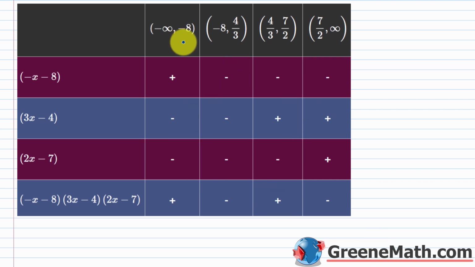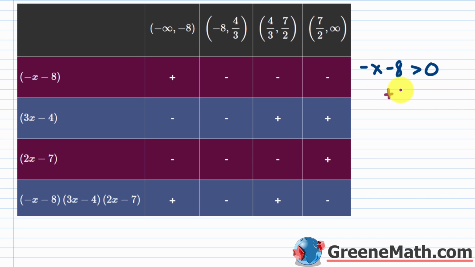Again, these are the intervals we would set up. This is where x is less than negative 8. This is between negative 8 and 4/3. This is between 4/3 and 7/2. And this is anything greater than 7/2. This is just written in interval notation. You take each factor and think about whether, in each interval, it would be positive or negative. So this quantity negative x minus 8 would be positive where x is less than negative 8, and negative anywhere else. If this is confusing, you can pause the video and ask, where is negative x minus 8 greater than 0?